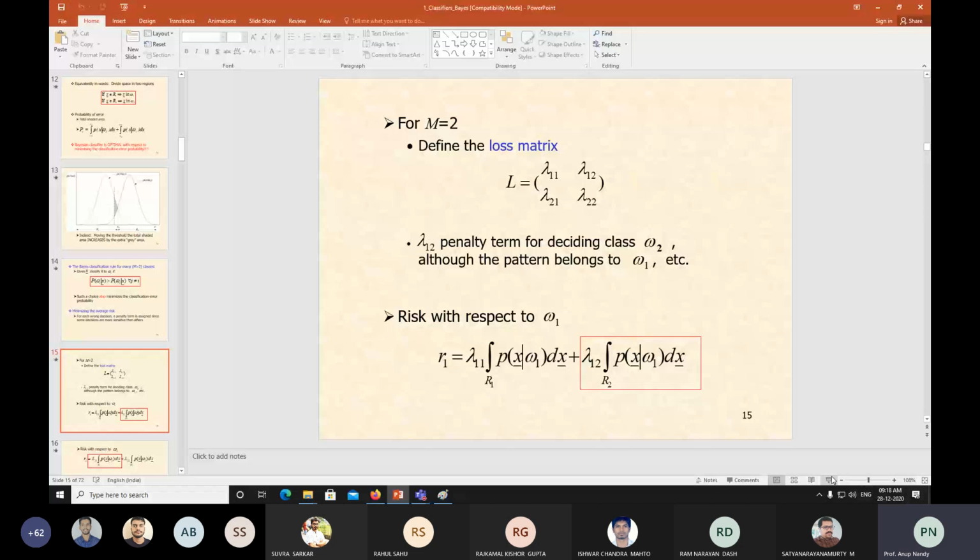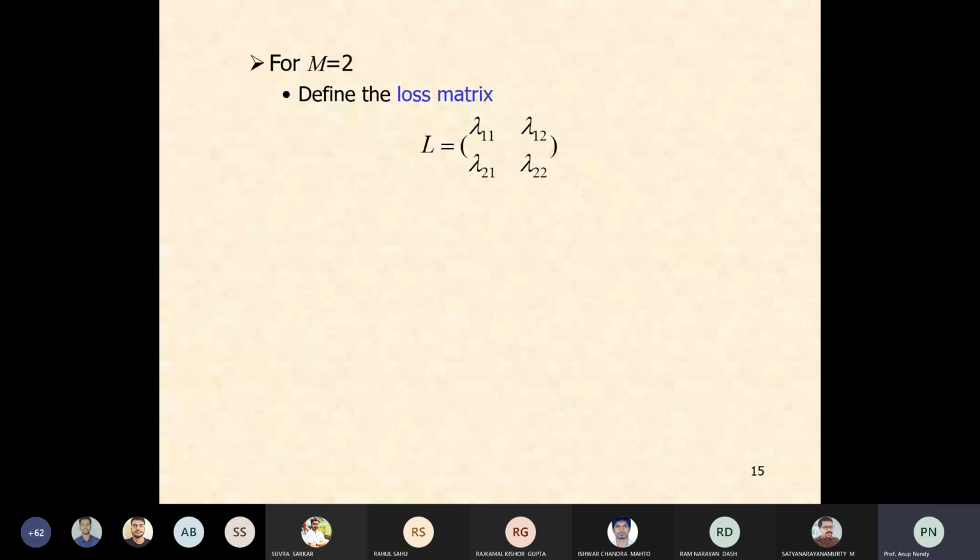So now, as we can see, for each term, if you do not use any factors, these errors are equal, so there is no concept of loss. The cost will not come into the picture. But here you need to consider this important thing: the cost will come into the picture. So that's why you need to design a loss matrix. Wherever you are going to classify, you need to consider this loss matrix.